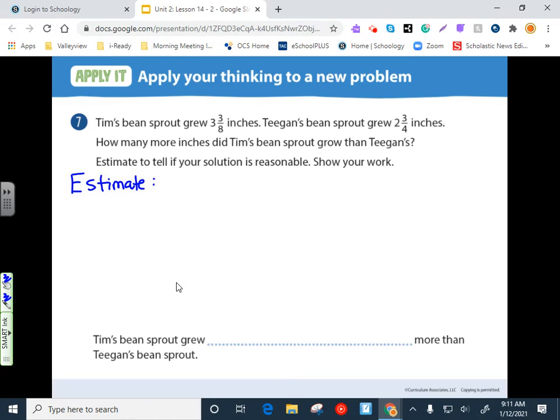So we got 3 3/8. That's really close to 3 4/8, which I know is 3.5. So I want 3.5. That becomes the 3. I know 2 3/4 is super close to 3 as well. Let me add a half there. So I've got 3.5 minus 3, and that means our answer should be close to about a half. So let's actually answer the question.